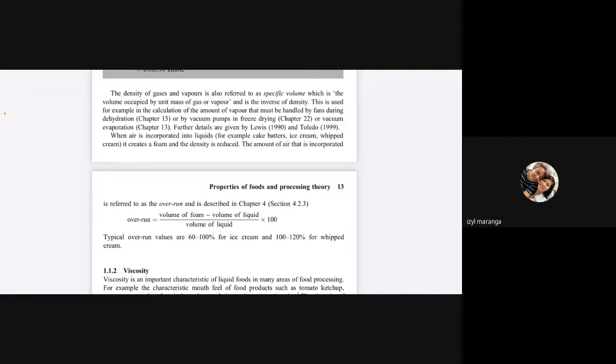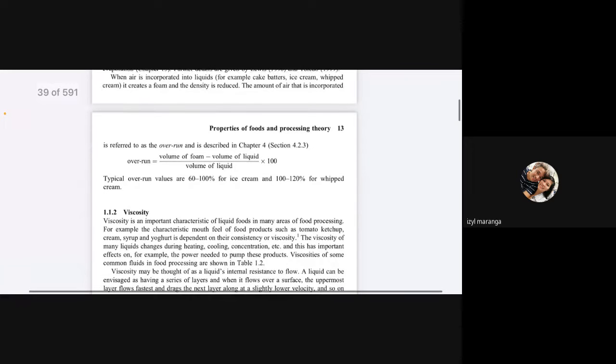So, ang density niya will be measured as the volume which will be occupied by unit mass of gas or vapor, and the inverse of density. So, ginagamit na to for calculation ng amount ng vapor para ma-handle yung fans during dehydration, and by vacuum pumps in freezing, drying, or vacuum evaporation.